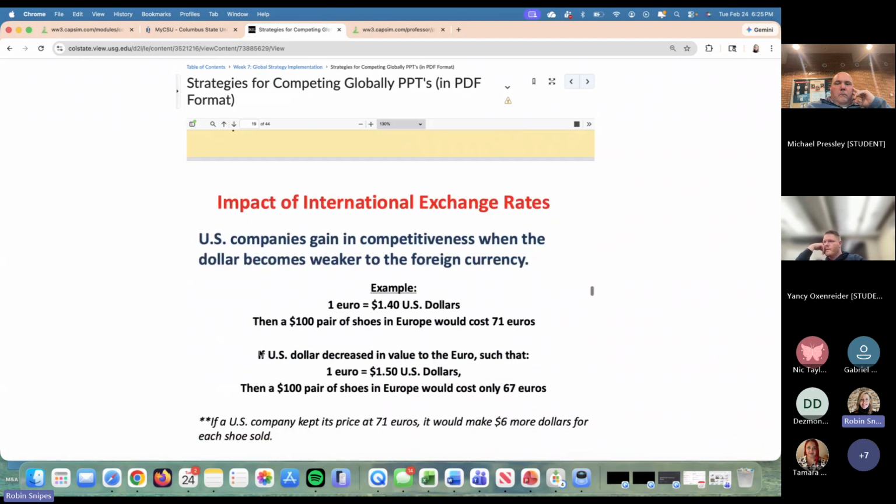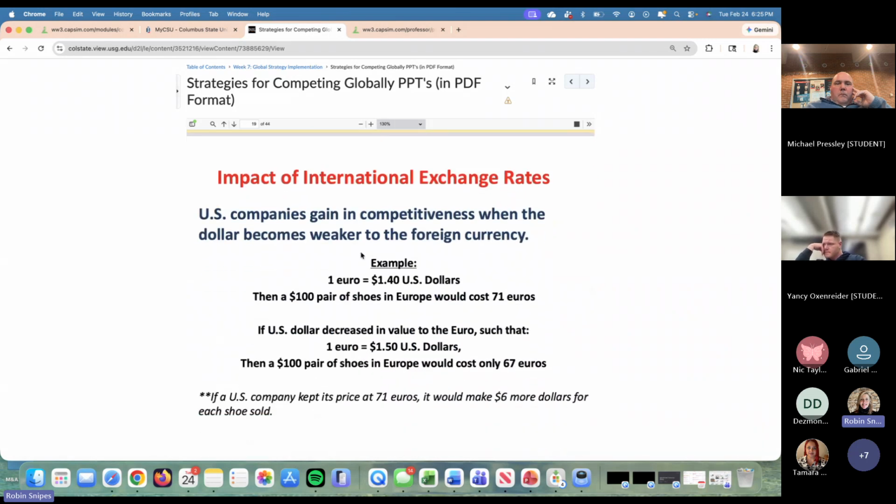And so I go through an example of how a weaker dollar might help us. If €1 equals $1.40 right now, I'm not sure.